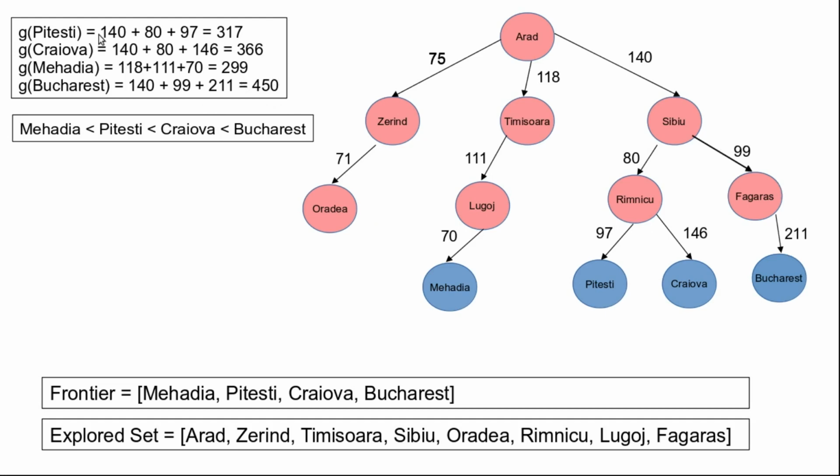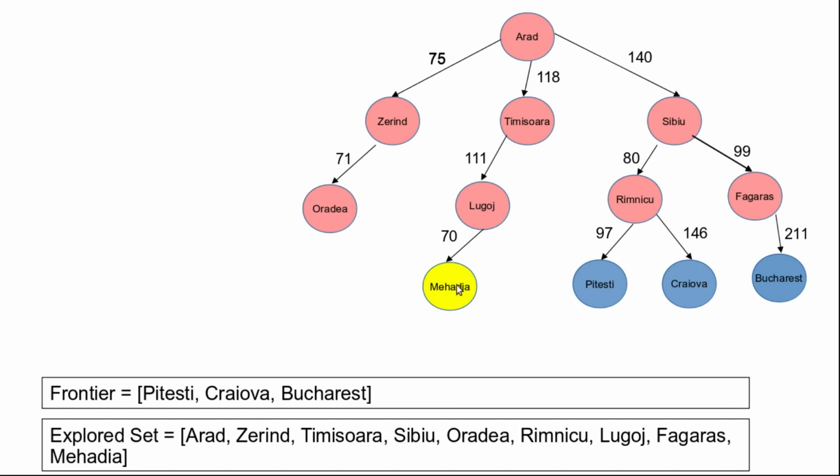And if you order the 4 nodes in the frontier list based on the G value, this should be the order: Mehadia, followed by Pitești, followed by Craiova, followed by Bucharest. And that's the order in which they will be present in the frontier list. If we now select the next node for expansion, Mehadia will be selected. And as we select a node for expansion, we check whether it is the goal state or not.